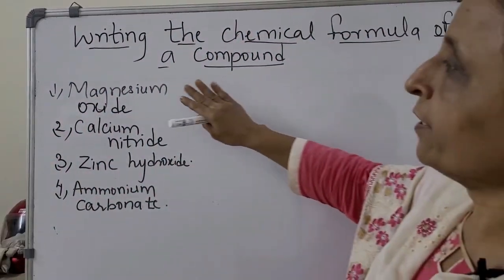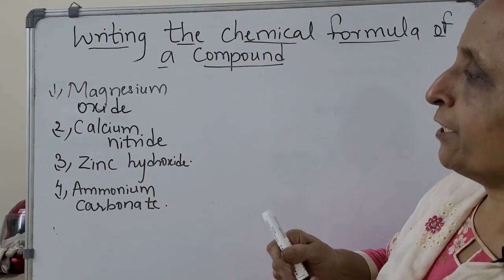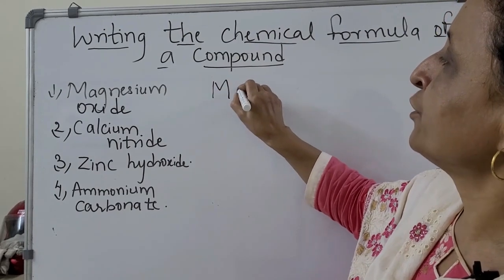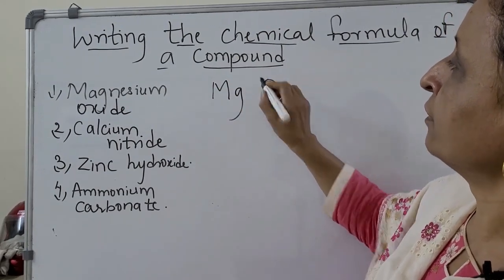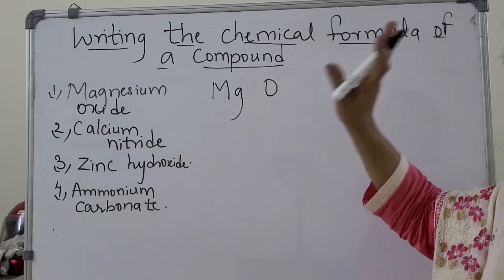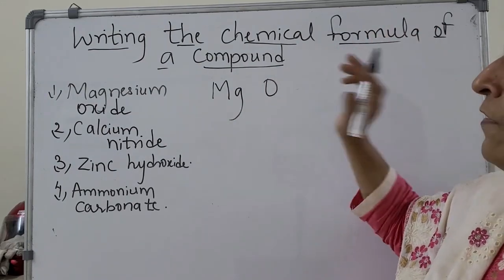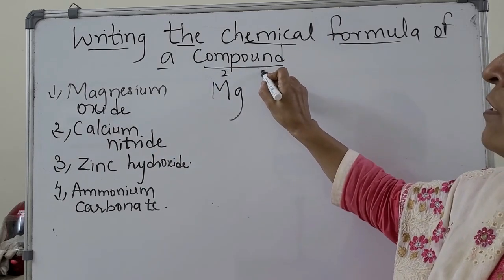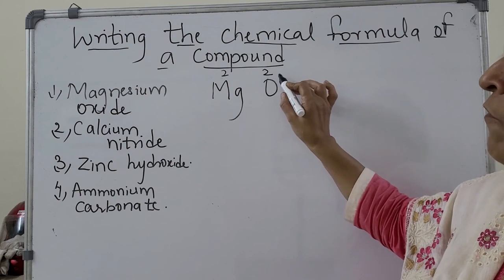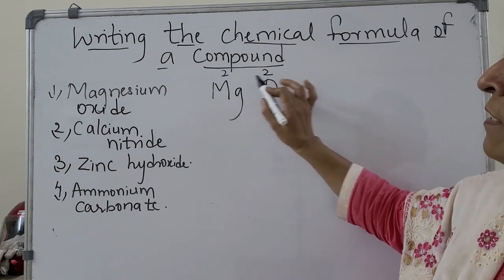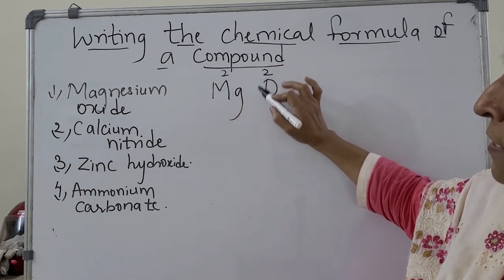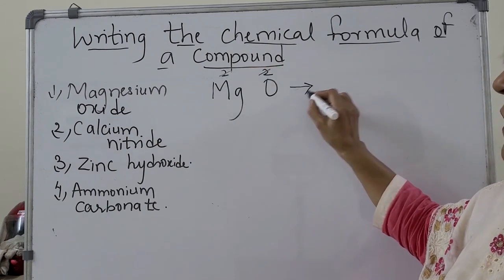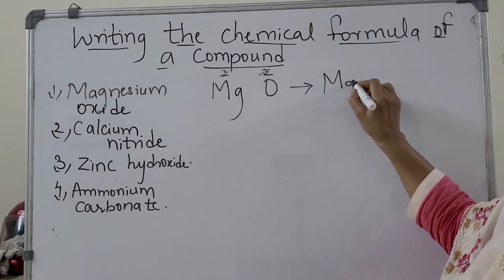Now how do we write the chemical formula for magnesium oxide? You should know the symbol of magnesium and oxygen. Once you know these symbols, you should know the valency. The valency of magnesium is 2 and oxygen is 2. Both have valency 2. When the valency of both is the same, it gets cancelled. So how would you write the chemical formula?